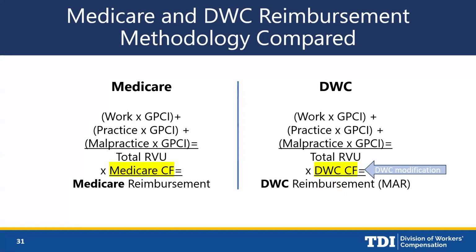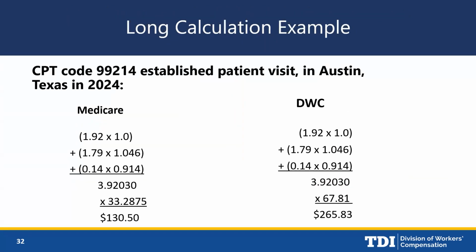And let me give you an example here. This is a long calculation example for those of you that want to do this math. Again, there's a shortcut to this I'm going to show you, but the long way, just to understand how we come up with this. This is a 99214 that was billed in Austin, Texas. Remember, they're geographically adjusted. So these are the numbers I've plugged in for Medicare and for DWC.